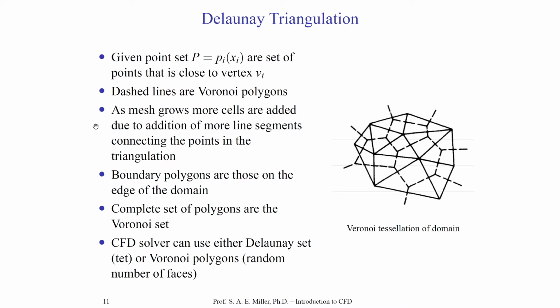Now, as the mesh grows, we can add more and more cells through the addition of line segments, which are connected to each point in the triangulation. The boundary polygons, or the Voronoi polygons near the boundary, are those that we define as the edge of the domain. There will always be a complete set of polygons that become the Voronoi set. Once again, let's explain this on the right. Each place where lines are connected might be a grid point of the Delaunay triangulation. Given any Delaunay triangulation, we can find the equivalent Voronoi polygons.